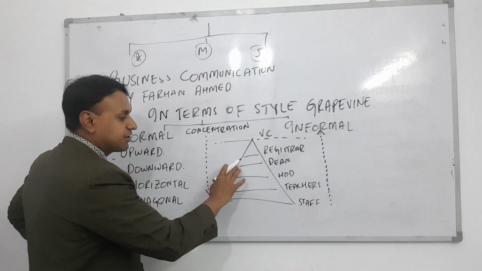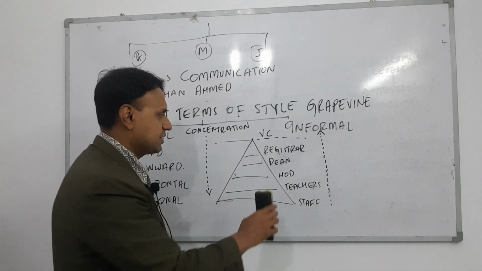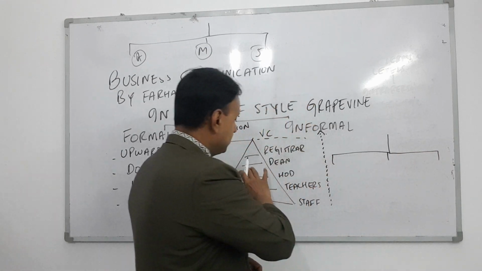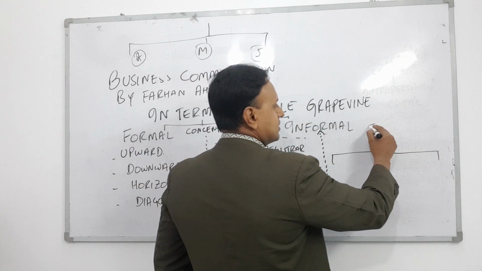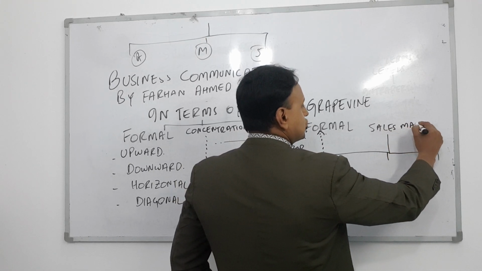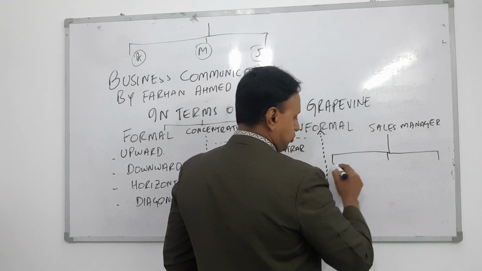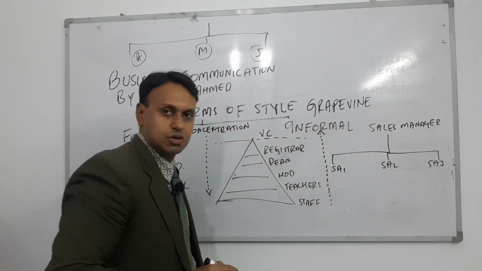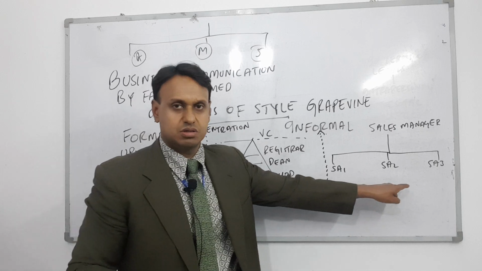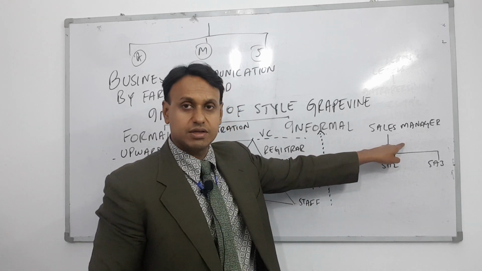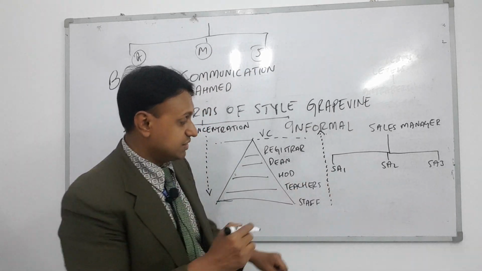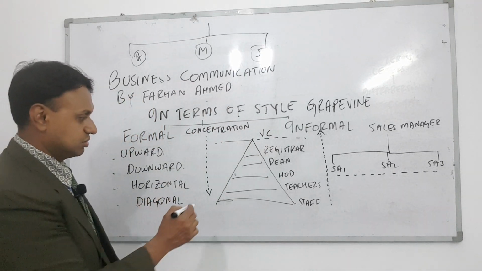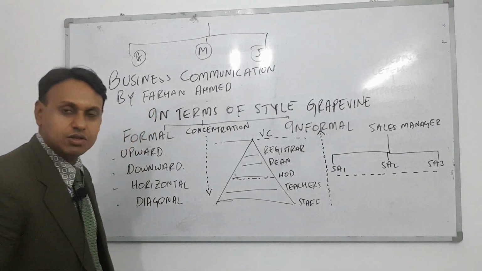Now each hierarchy, if we talk about departments, for example, I pull out one of the hierarchies, and say there is a sales manager, and there are employees under him: sales agent 1, sales agent 2, and sales agent 3. So there are different sales agents in one department, and the boss is right at the top. When these sales agents talk to each other, they are on the same level. This is an example of horizontal communication, communication taking place on the same hierarchy, the same rank.